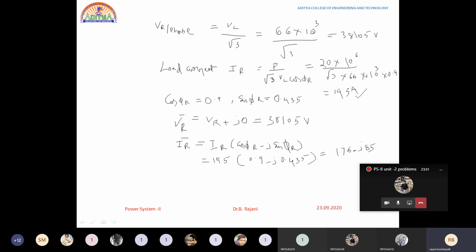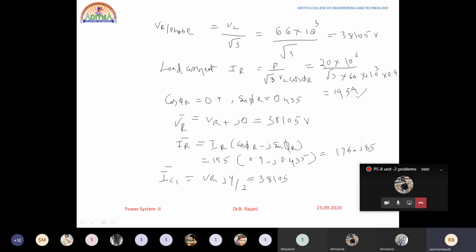Now see here, in the nominal pi method we will be having two capacitive currents. What are those? First of all, we have to calculate IC1, which is equal to VR into j into Y by 2. You have to calculate j into Y by 2. What is the VR value? 38105.